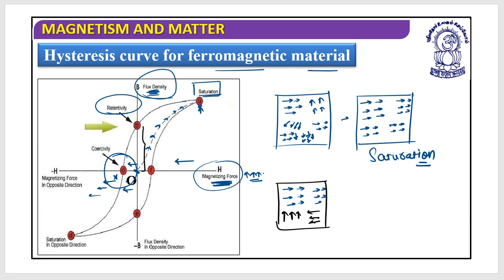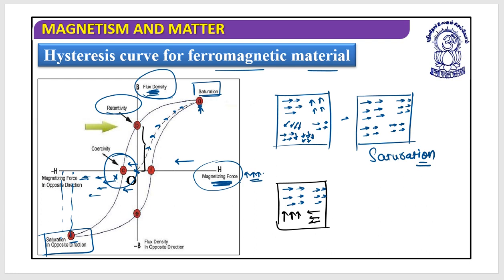So I'm applying the force in the opposite direction, and even in the negative direction a location has arrived which is the saturation point. Beyond this point domains cannot de-align themselves. So I understood that this is the maximum saturation level, beyond which you cannot de-align the domains of the ferromagnetic materials.